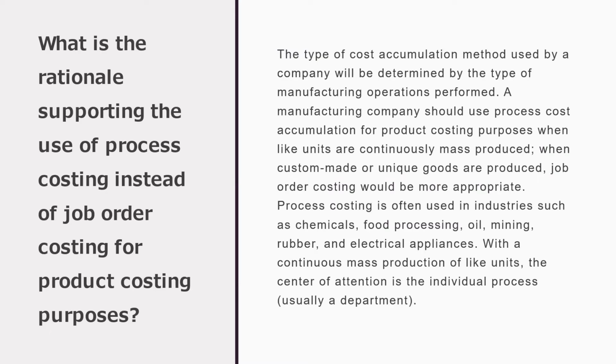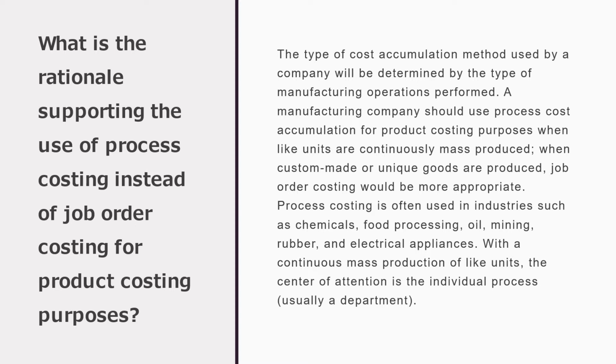So what is the rationale supporting the use of process costing instead of job order costing for product costing purposes? The type of cost accumulation method used by a company will be determined by the type of manufacturing operations performed. A manufacturing company should use process cost accumulation for product costing purposes when like units are continually mass produced. That was what I was referring to earlier. When custom-made or unique goods are produced, job order costing would be more appropriate.